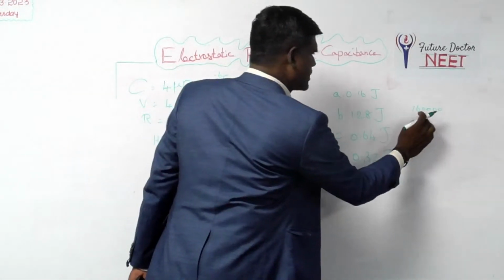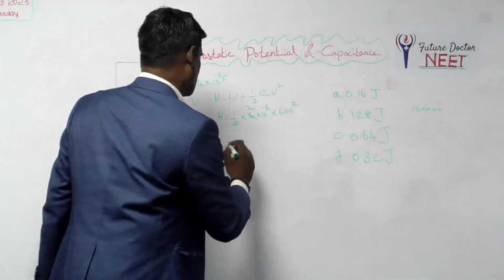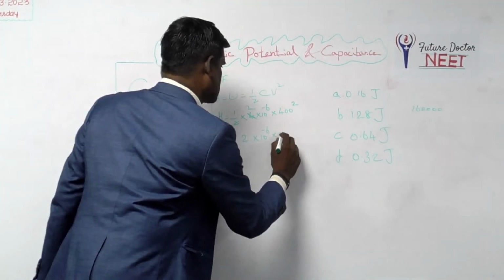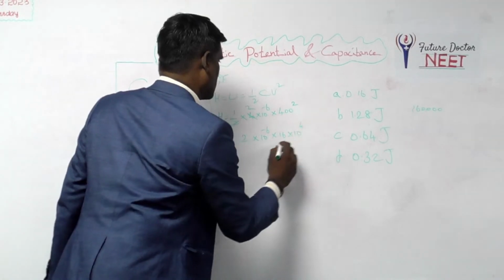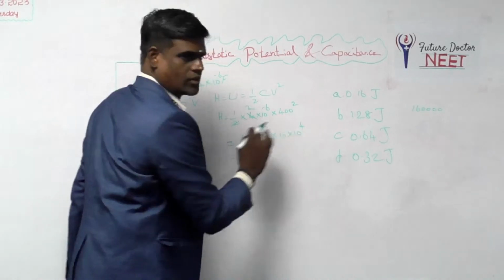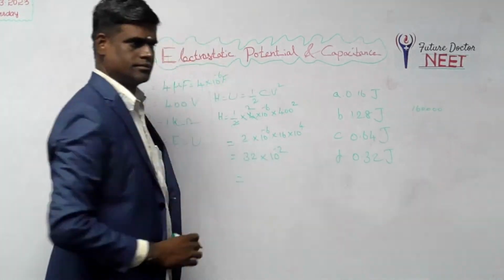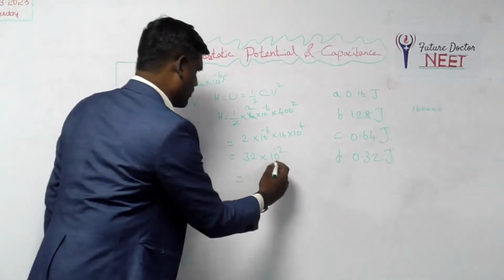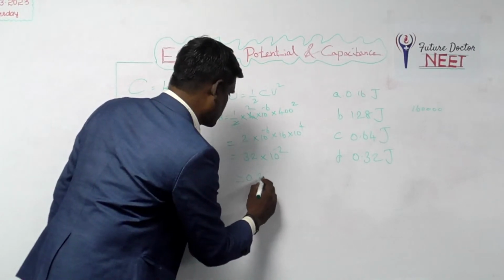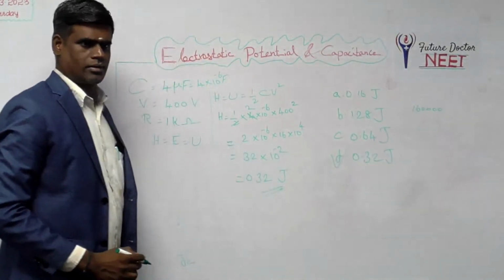This you can write as 16 into 10 power 4. Then 2 into 10 power minus 6 into 16 into 10 power 4. 16 into 2 is 32, into 10 power minus 6 into 10 power 4, that is 10 power minus 2. So 0.32 joules. Option D.